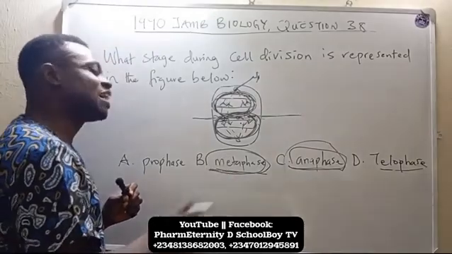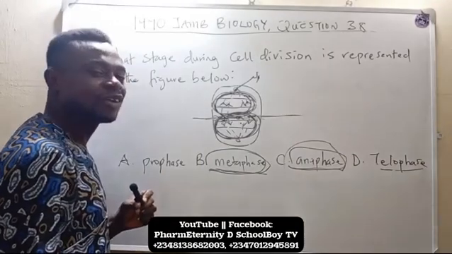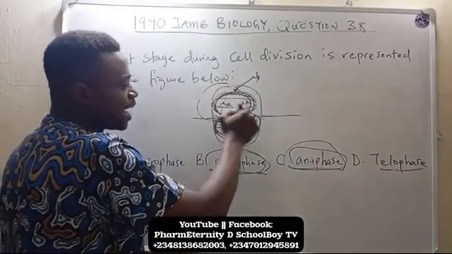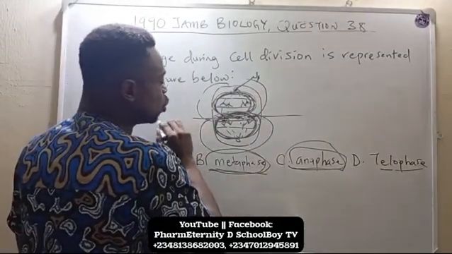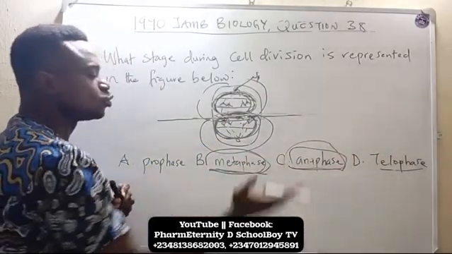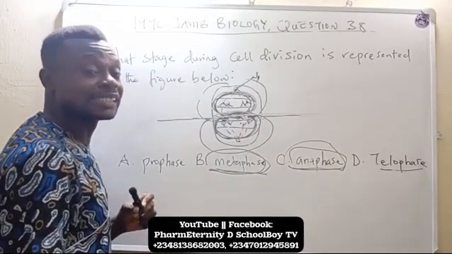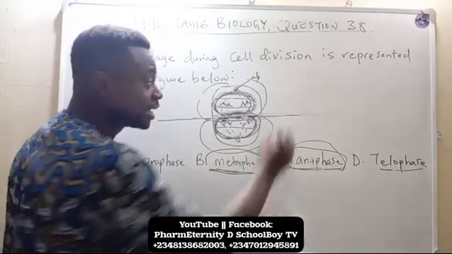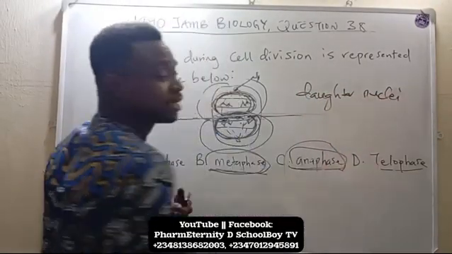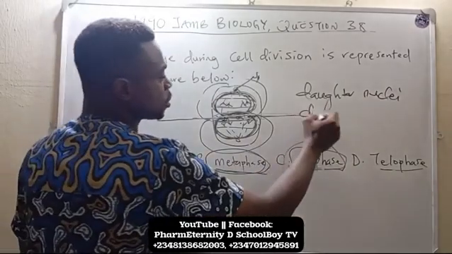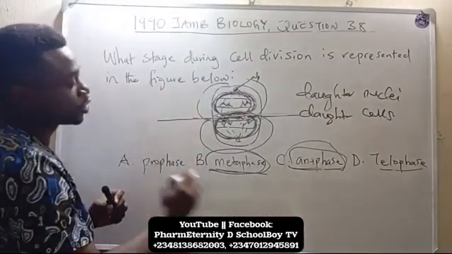But at the end, what is called cytokinesis occurs. In cytokinesis, the cytoplasm will be formed around each of these nuclei. When this is formed, there will be complete cell division to form two separate cells. We call them daughter nuclei, and after cytokinesis you now form daughter cells.